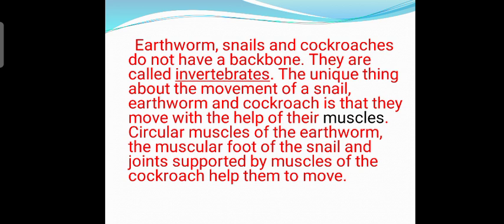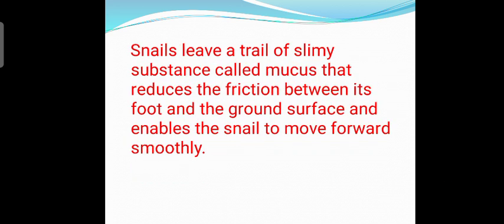Circular muscles of the earthworm, the muscular foot of the snail, and the joints supported by muscles of the cockroach help them to move. Snails leave a trail of slimy substance. Slimy means moist substance, which is called mucus, that reduces the friction between its foot and the ground surface, and it enables the snail to move forward smoothly.